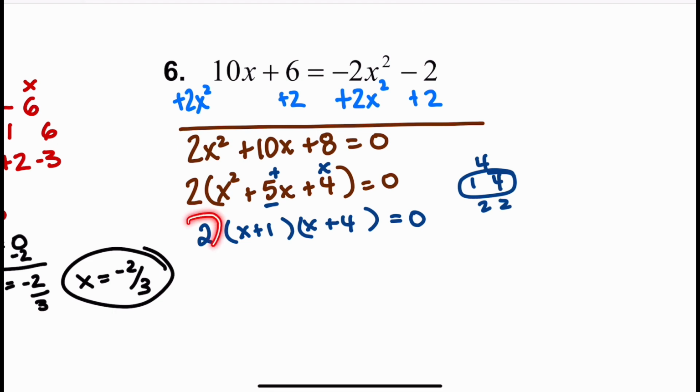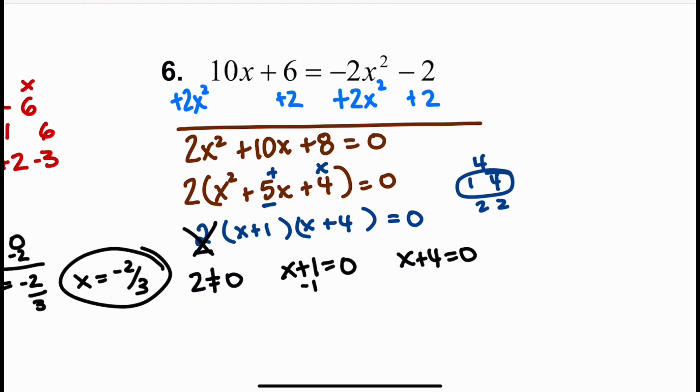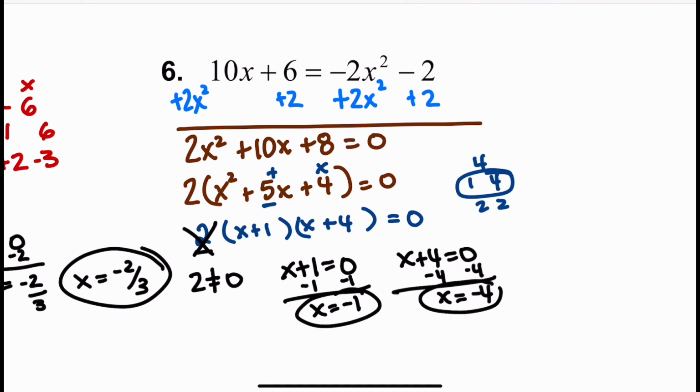So now we're going to set each of our pieces equal to 0. If you just have a number in the front, like 2, and I set that equal to 0, 2 will never equal 0, so we don't really need to do anything with that one. We set x plus 1 equals 0 and x plus 4 equals 0. So we minus 1 from both sides of the equal sign, x equals -1, we minus 4 from both sides, and x equals -4. So our 2 answers are x equals -1 and x equals -4.